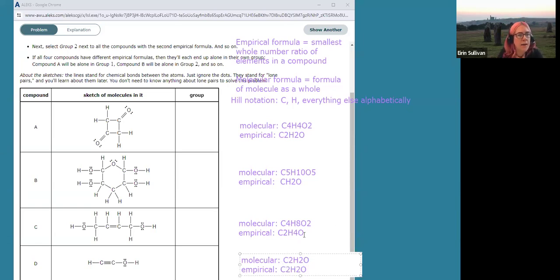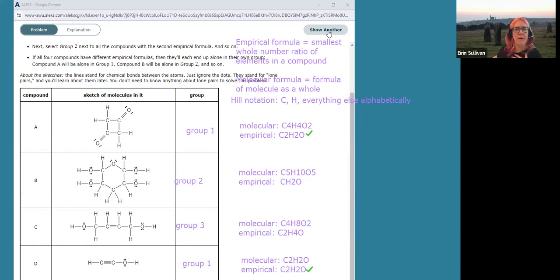Do any of these have the same empirical formulas? They do. I can see that this one and this one have the same ratio of carbon to hydrogen to oxygen. So it gets you to put them into groups. This could be group 1 and this could be group 1 because they have the same empirical formula, even though they're different molecules with different molecular formulas. And then B and C are different to each other again, so we're going to get a group 2 and a group 3. That is one way to ask this question.